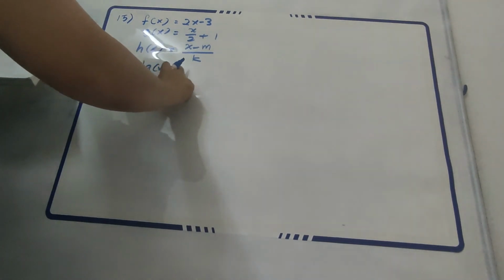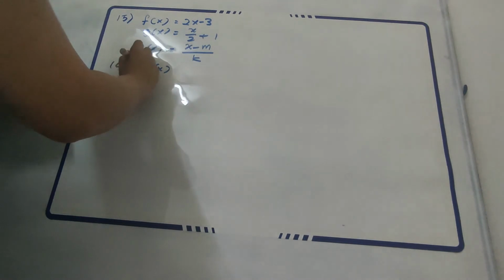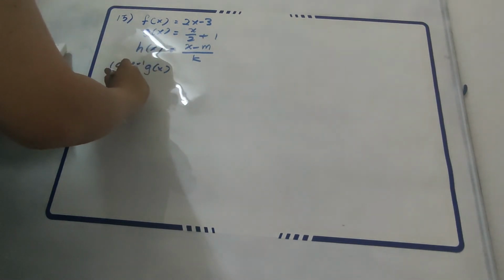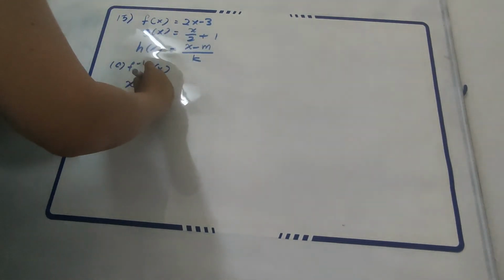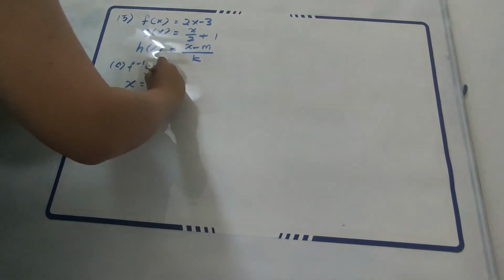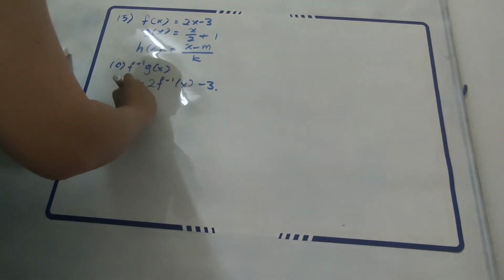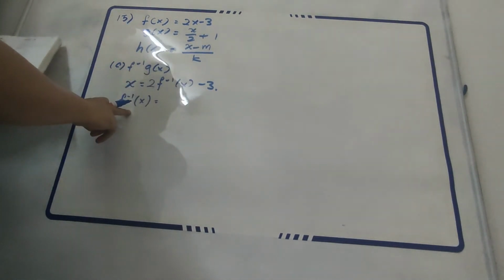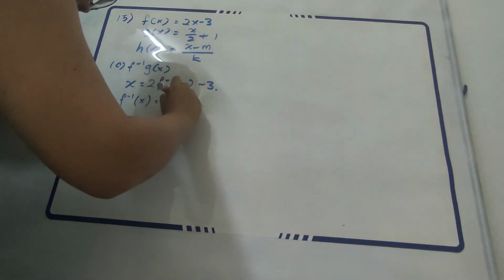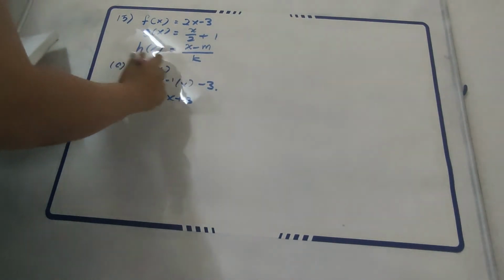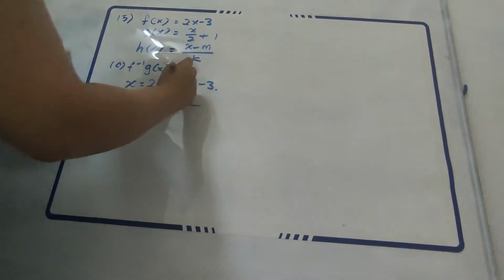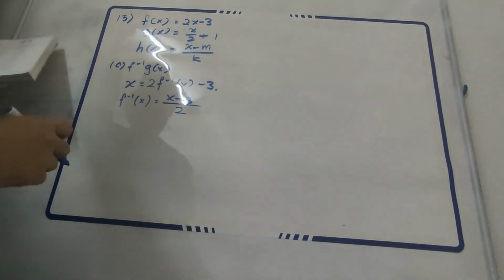To find this, you find the inverse function of f first. The f(x) becomes x, and the x becomes the inverse function of f, minus 3. So your inverse function of f is equal to (x plus 3) divided by 2. Move to the left hand side, it becomes addition, divided by 2.